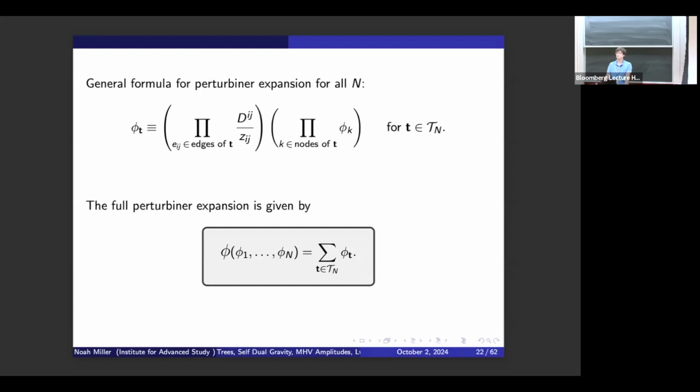Wait, sorry, is your Perturbiner expansion just Berends-Giele? Is it equivalent? Because it seems like it's equivalent. Yes, it's some... Okay, but Berends-Giele is equivalent to Feynman diagrams. So yeah, this is equivalent to Feynman diagrams. I actually don't know, this is certainly equivalent to Feynman diagrams, although we're not using Feynman diagrams to write it. I don't actually know a direct proof of how to rearrange the Feynman diagrams to get this formula.